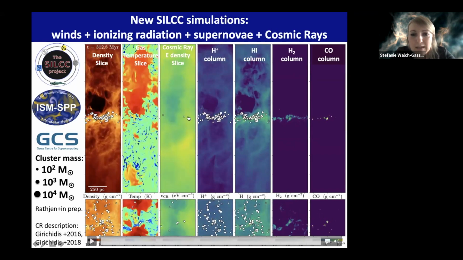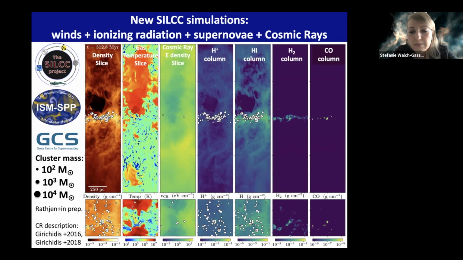And in these simulations, we also include cosmic rays. What we did here is that for each supernova, we inject a 10% fraction in the form of cosmic rays. And the cosmic rays are transported following an anisotropic advection-diffusion scheme. And yeah, is there a question?